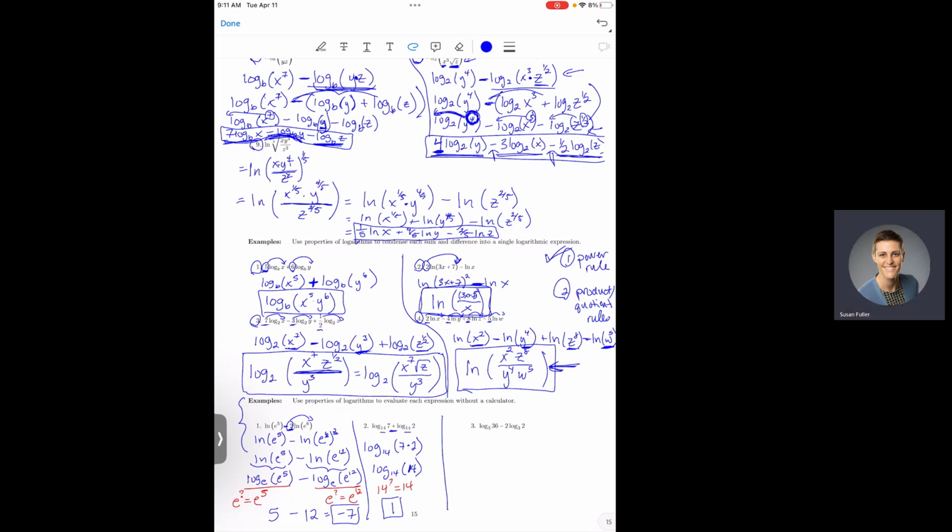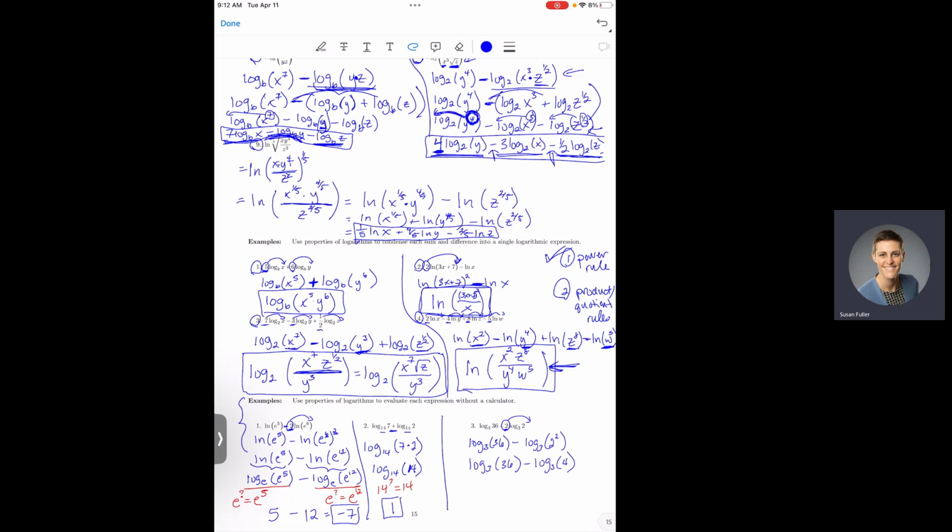And the last one here, number 3. Log base 3 of 36 minus 2 log base 3 of 2. All right, let's condense this and then we can go from there. So we've got a number out front. Let's use the power rule and put it up top here. So this is log base 3 of 36 minus log base 3 of 2 to the second power. 2 to the second power is 4. So this is log base 3 of 36 minus log base 3 of 4.